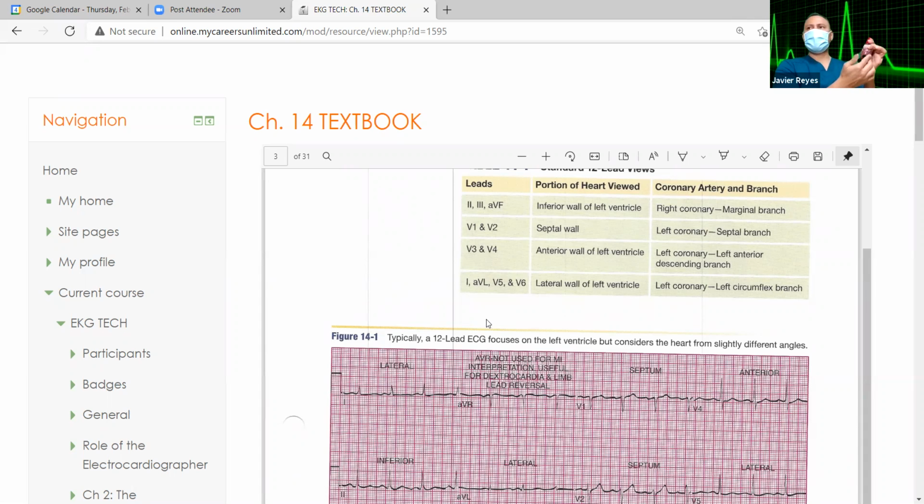So completely at the lateral side of the heart. The lateral wall of the left ventricle, lateral being the side, will be affected because of which artery? The one that goes around here. What is it called?